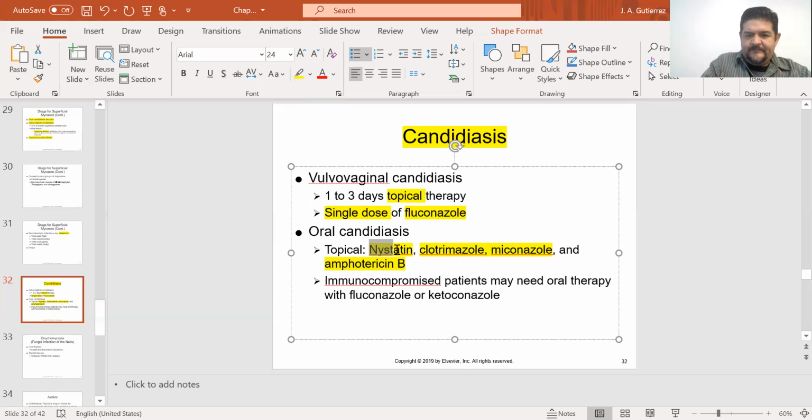Regarding nystatin, we need to make sure that the patient is able to swish the medication in their mouth. If we're talking about thrush in babies, the mom has to apply the medication inside the baby's mouth, since they cannot swish.